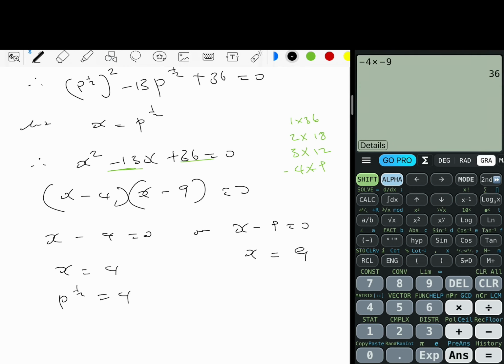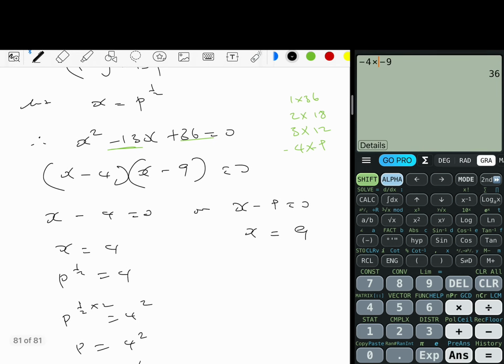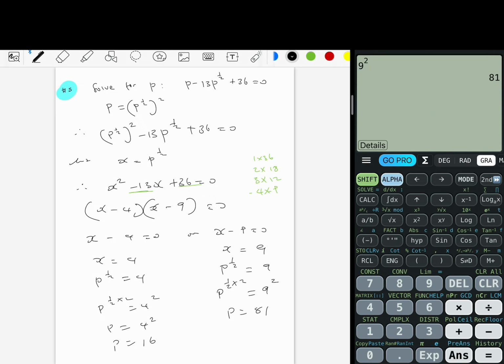And remember, x is equal to p power half. Okay. And then from here, we can just times it by 2 on both sides. And then half times 2 is 1. So p is equal to 4 squared. And 4 squared is 16. So p is 16. And again, we know x here is p power half. It's equal to 9. Doing the same thing. P half times 2, this is 9 times 2. Multiplied by 2 exponentially on both sides. Half times 2 is 1, so p is equal to 9 squared, and 9 squared is 81. Great. So p is 16 and p is 81.